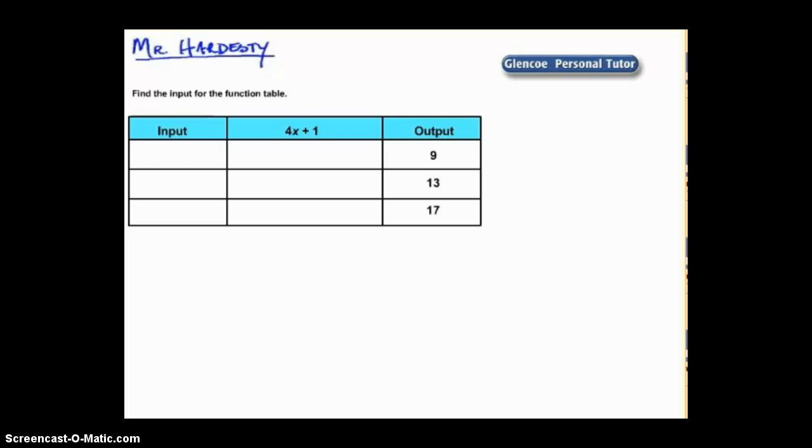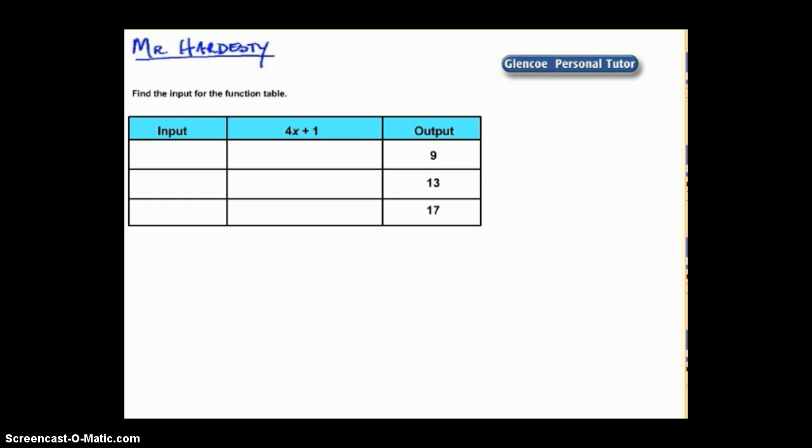Next, we are going to listen to Mr. Hardesty, a teacher from Glencoe, who's going to teach us how to find the input if we know the function rule and the output. He's going to show us a method called the work backward method. Put this chart in your math notes and fill in the values that he gives you and do the things along with him as if it were me up at the board.